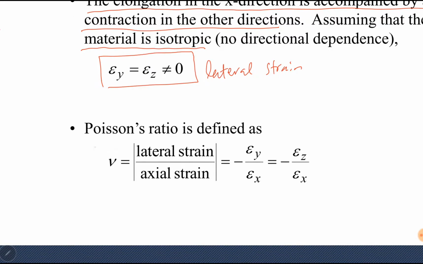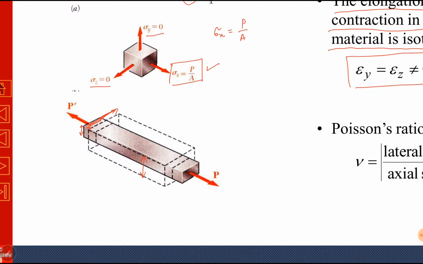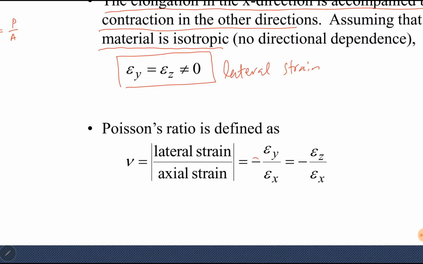Poisson's ratio should be a positive value. As we elongate the body in the longitudinal, axial direction, there is a contraction in the lateral direction. This contraction is negative strain, because the contraction has happened. Similarly, in the z direction, contraction has happened. So epsilon y and epsilon z are negative. Intentionally we have kept a negative sign here, so that when epsilon y is negative, these two negative signs will cancel out, and the net value of Poisson's ratio will be positive.